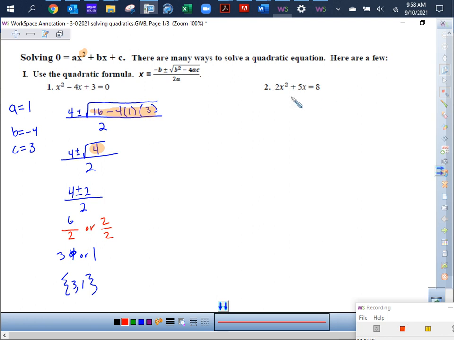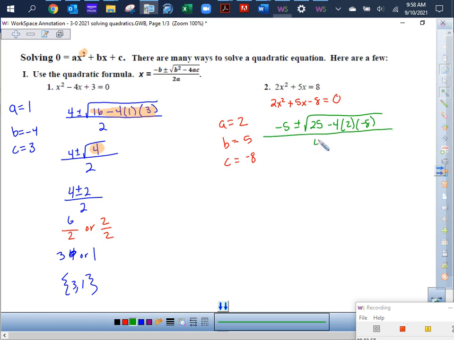The problem is this one is not ready to run because it's not equal to 0. So we will get it equal to 0 by subtracting 8 from both sides. Then identifying A, B, and C. A is 2, B is 5, and C is -8. Substituting into the quadratic formula, which you should probably memorize, the opposite of B plus or minus the square root of B squared minus 4 times A times C. All of it is over 2 times A, which would mean we'd have a 4 this time, right? It's not always just a 2, it's a 2 times A.